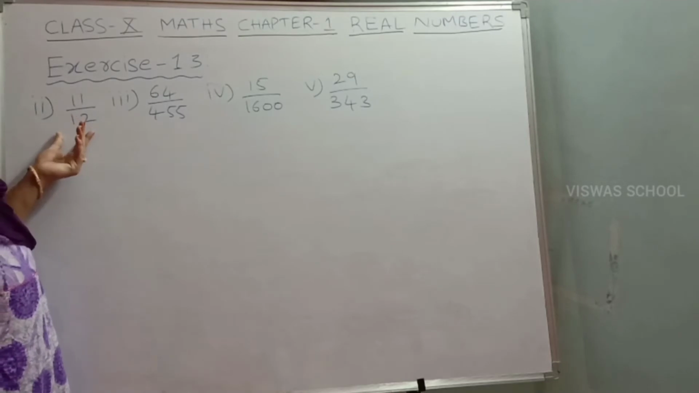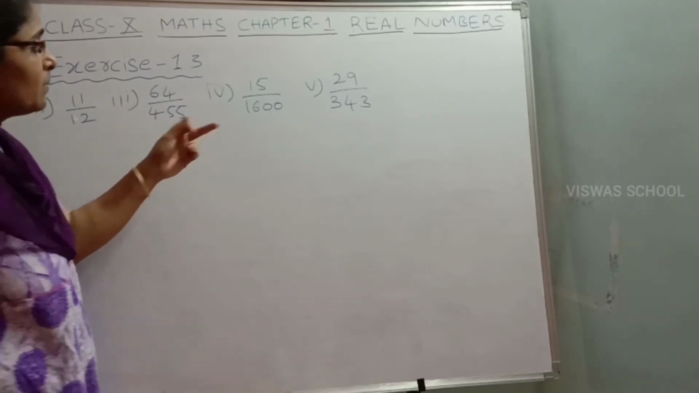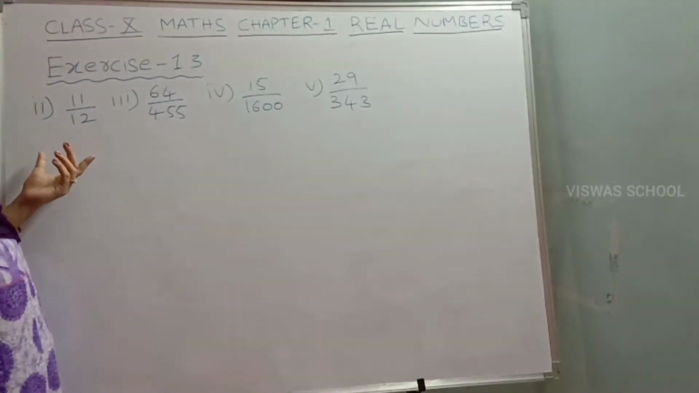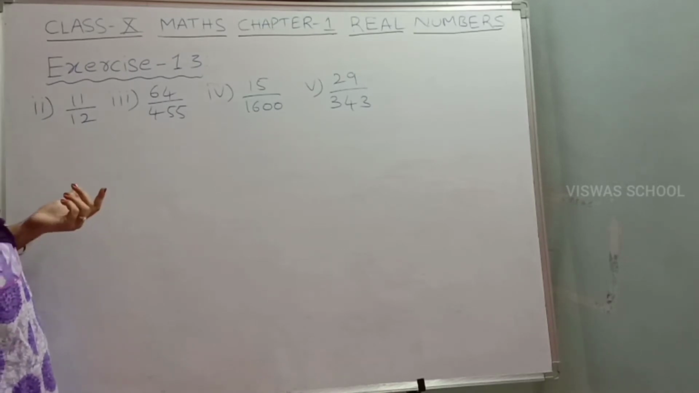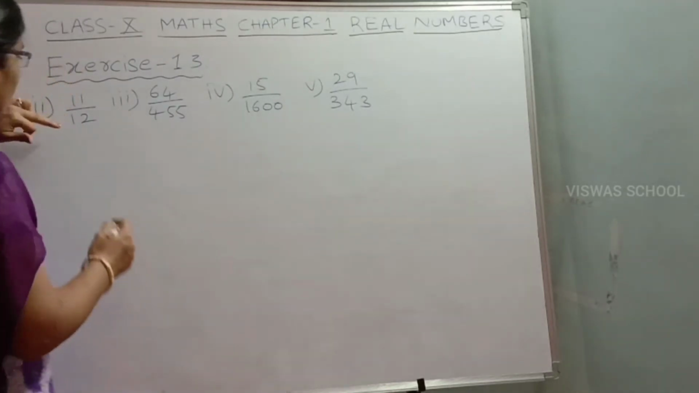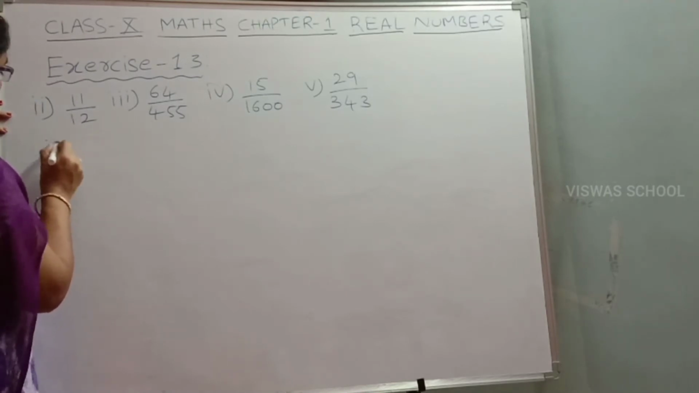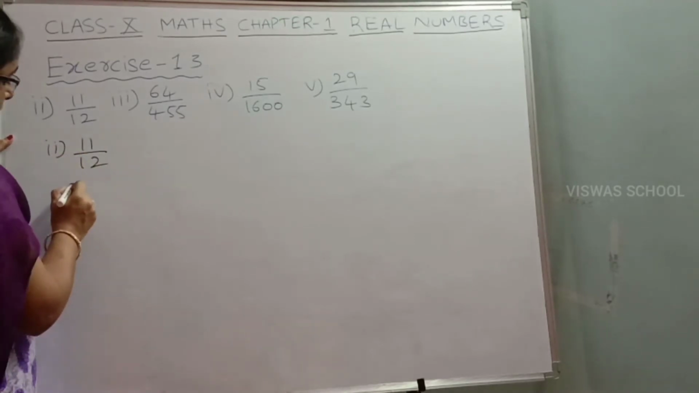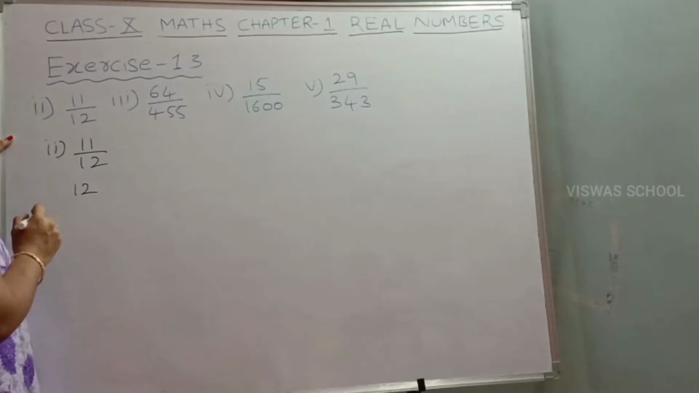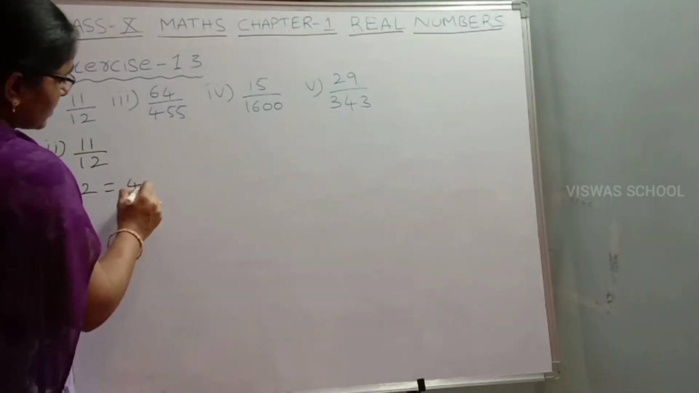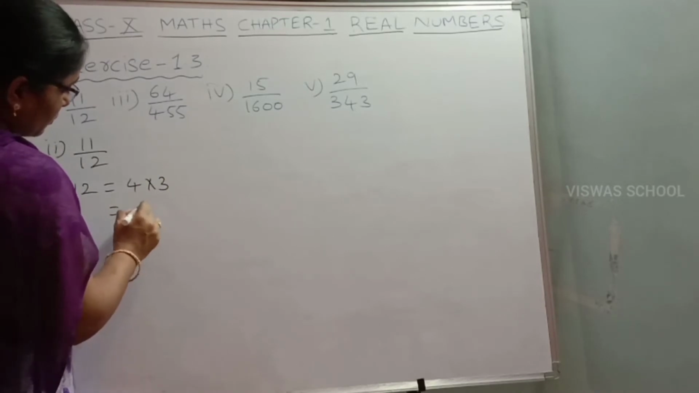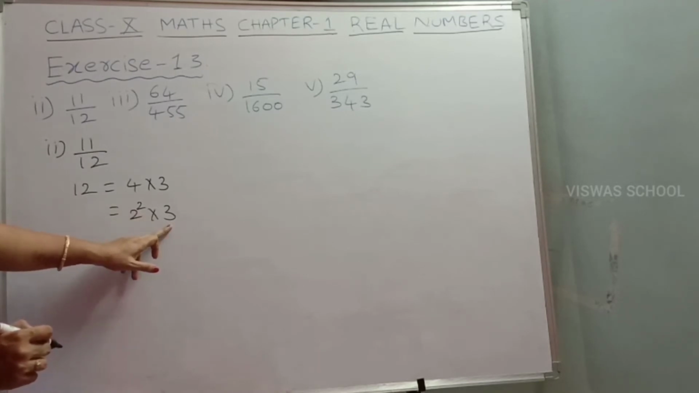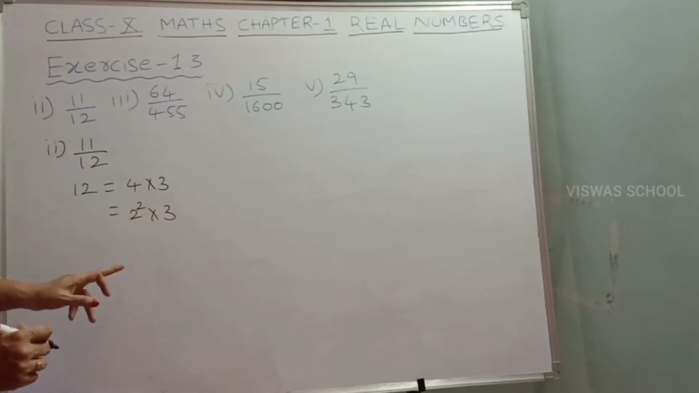Next one is 11 by 12, 64 by 455, 15 by 1600, 29 by 343. These also we have to write, which is terminating and which one is non-terminating, without performing the actual division. Once you see here, the second one is 11 by 12. Once you see the denominator part here, 12 equals, how do you write this here? 4 threes are 12. That is 2 square into 3. That is, the denominator is not in the form of 2 power n into 5 power m.